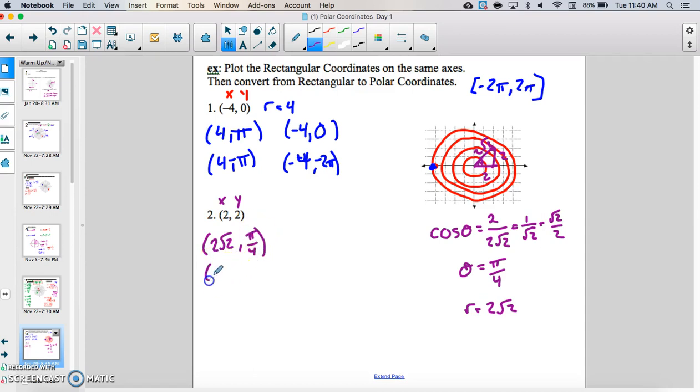And then I need all of the other ones. So I need another positive 2 root 2, I need a negative 2 root 2, and another negative 2 root 2. If I'm starting on the positive side, and then I loop all the way around to that pi over 4 in the negative direction, I'm going a whole negative 7 pi over 4. If I start in the negative section, and then I go in the positive way all the way around, I'm going to have positive 5 pi over 4. And then if I start at negative 2 root 2, and then I go in the negative direction, I'm going to end up with negative 3 pi over 4.